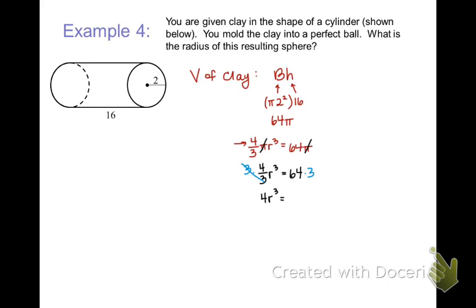So I'm left with 4r cubed on one side. What's 64 times 3? 192. Okay. And then what do you do? Divide by 4. So now you're going to do your division by 4.